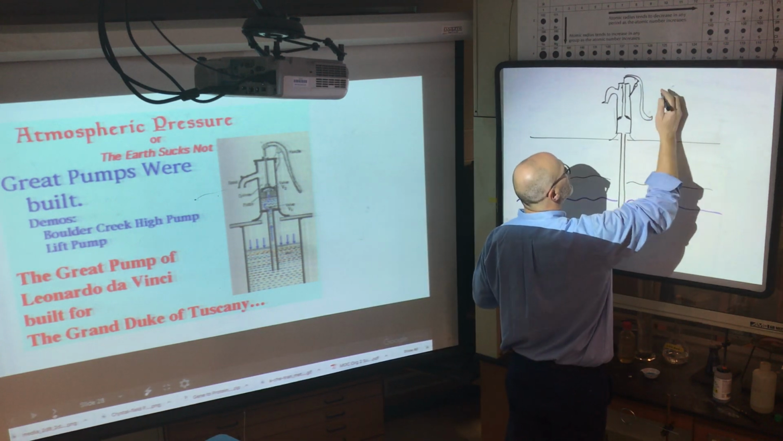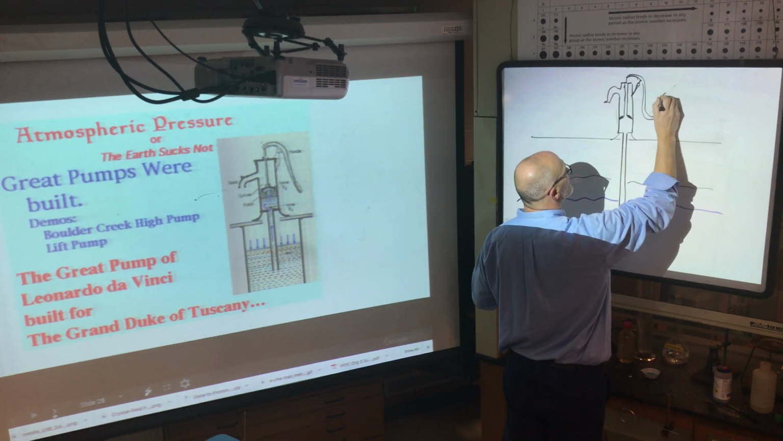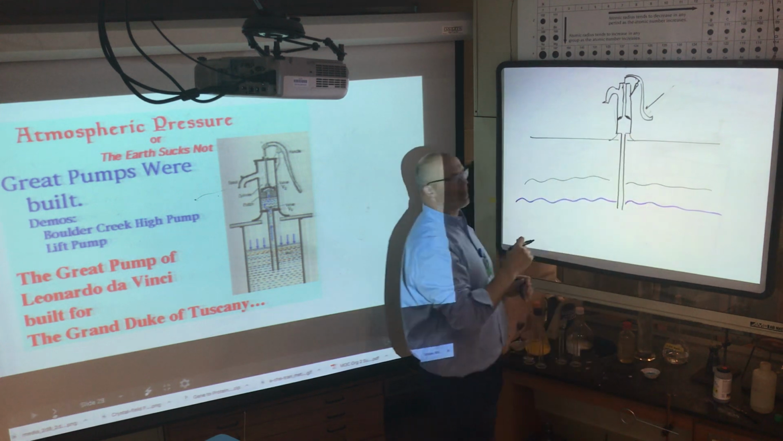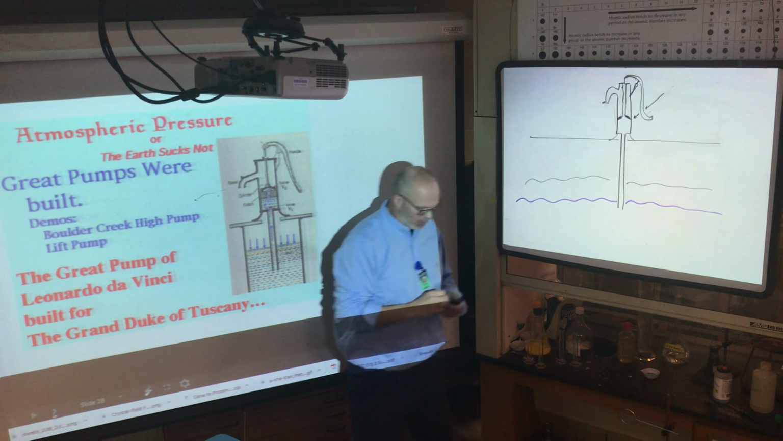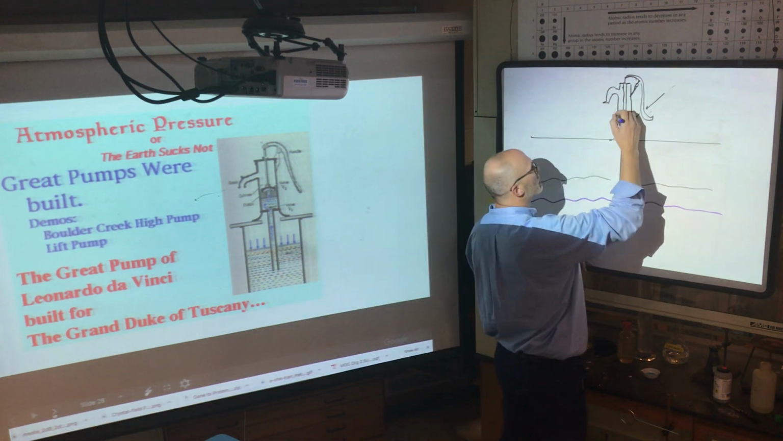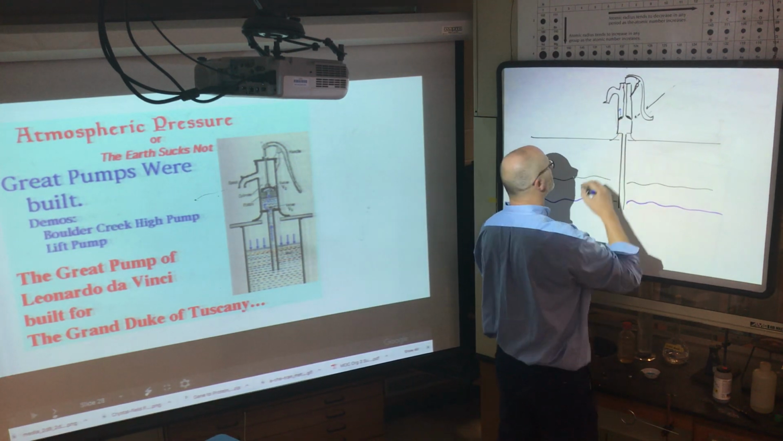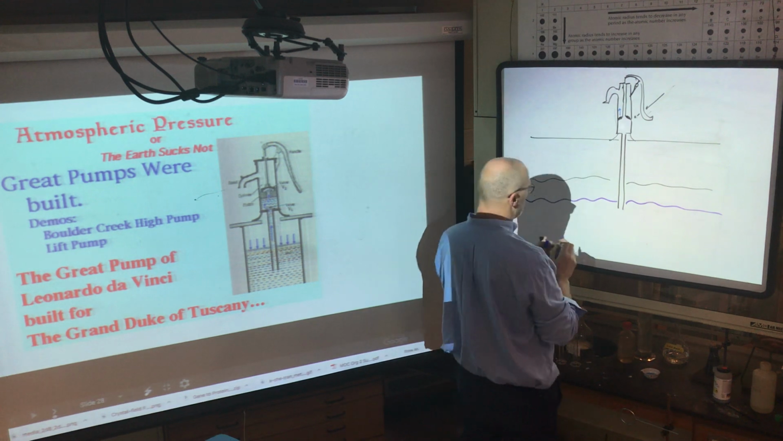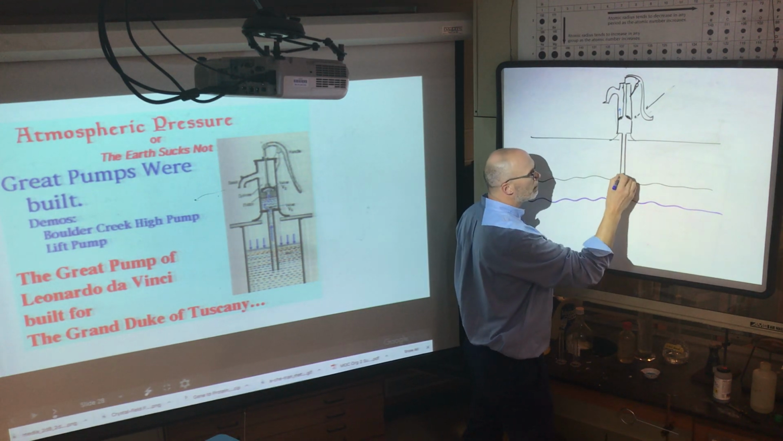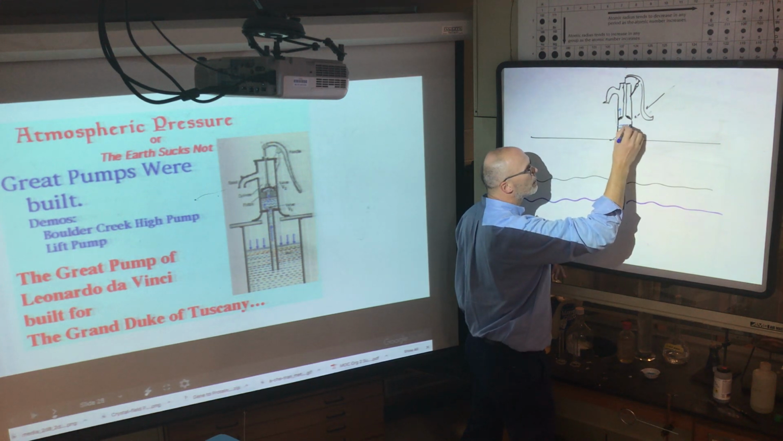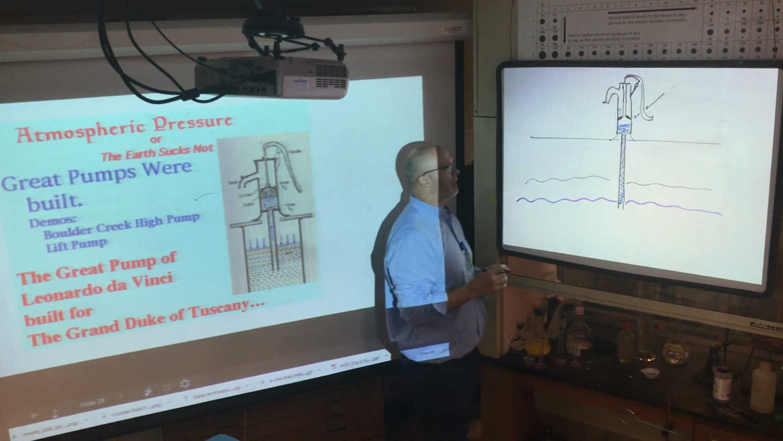My bad, the way that I put it here. So if I squeeze it, it's going to go up. My bad. Okay, thank you. So when I squeeze it, the pump is going to go up. Now, look what we have here: water gets pulled up into this reservoir here. Now, there's a reason for that.